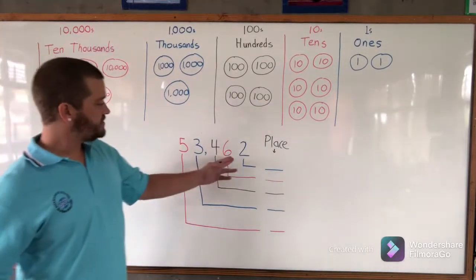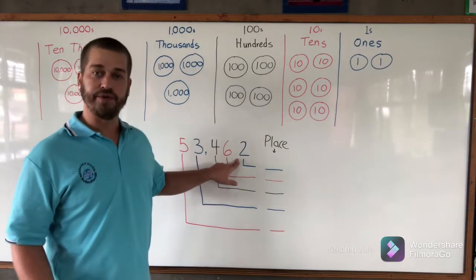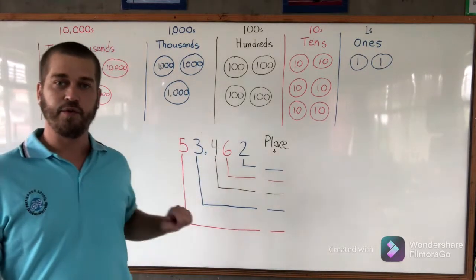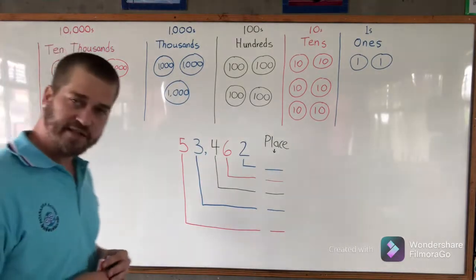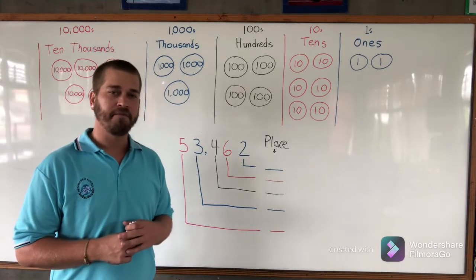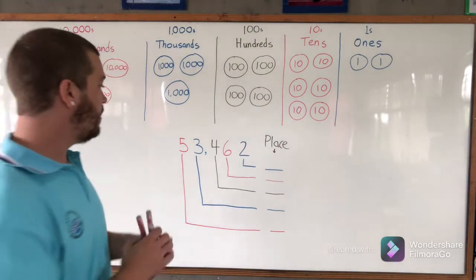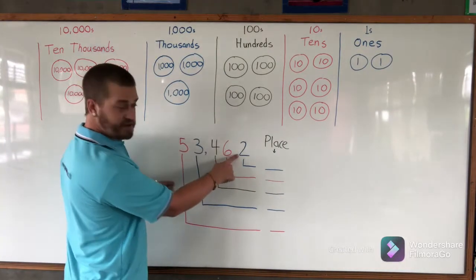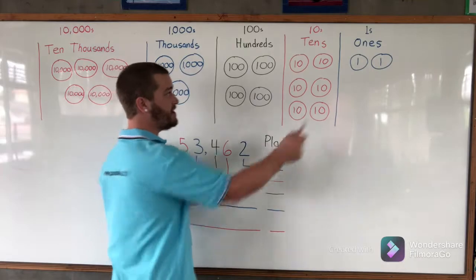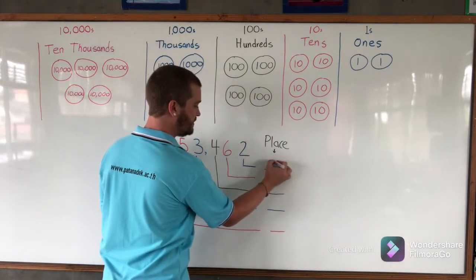So, our 2 in 53,462. What is our 2? What place value? What place is that in? Is that in our tens place? No. Is that in our 10,000s place? No. Our 2, if you got rid of all the other numbers, it would just be the ones place, right? And we know that from right here. We have 2 ones.